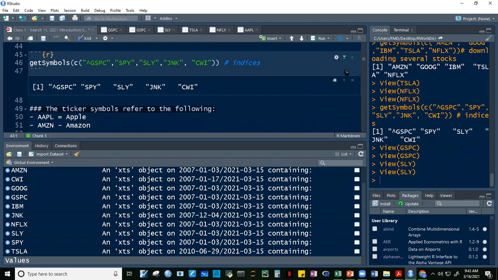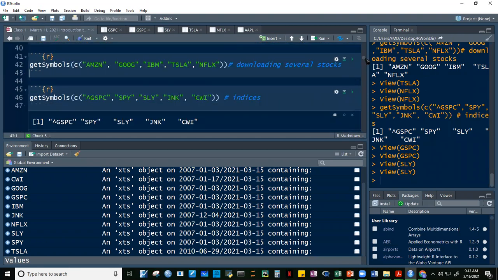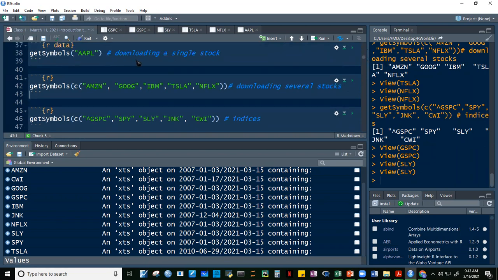Okay, balikan ko lang ng konti, no? Luisa, para kay Rod, no? Yes, sir. Dinownload namin tong data na to para ma-access natin yung mga prices ni Apple. Okay? Pati yung multiple stocks na to, Amazon, Google, IBM, Tesla, and Netflix. And then even these indices.